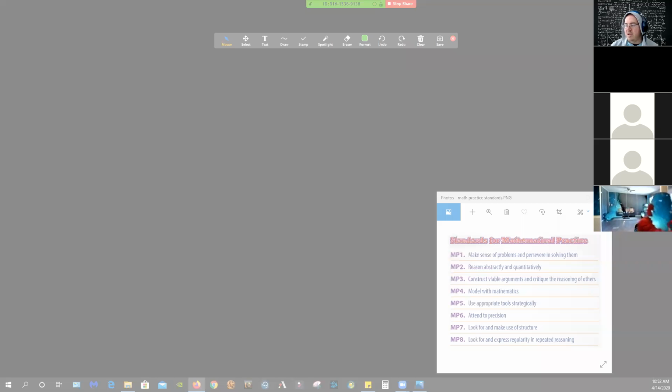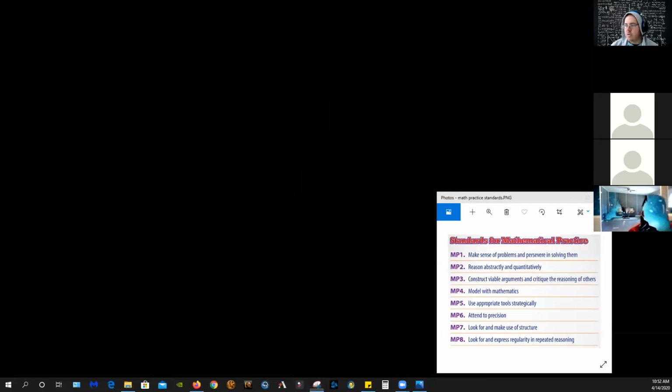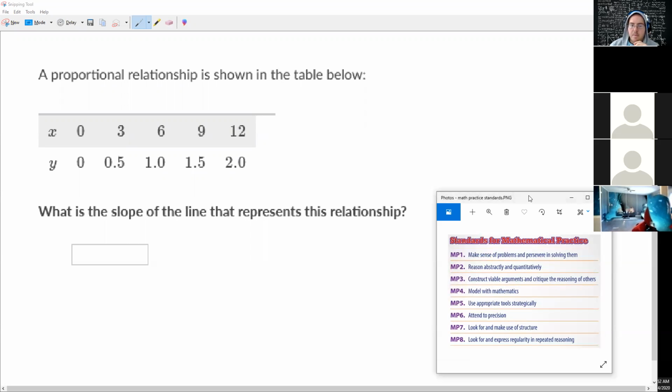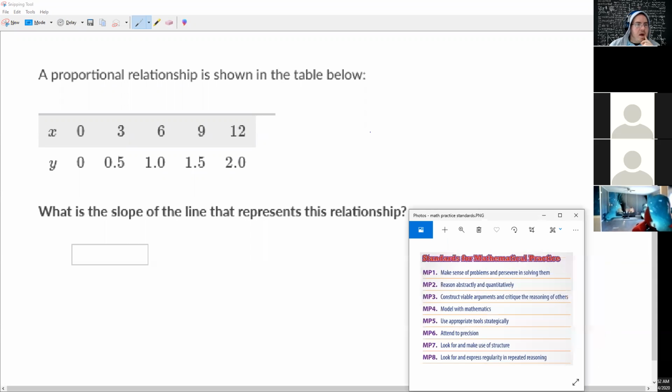This might look a little pixelated, but it'll make it easier for us all to read. A proportion, yeah. I don't want to lose my math practice standards. A proportional relationship is shown in the table below. Okay, we got these x values and these y values. What is the slope of the line that represents this relationship?